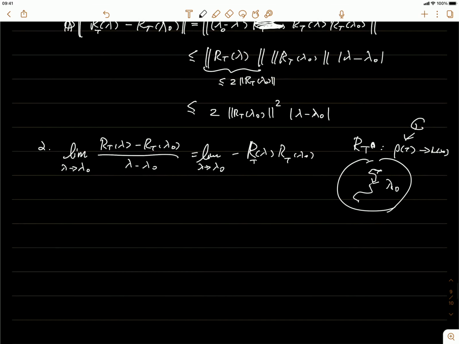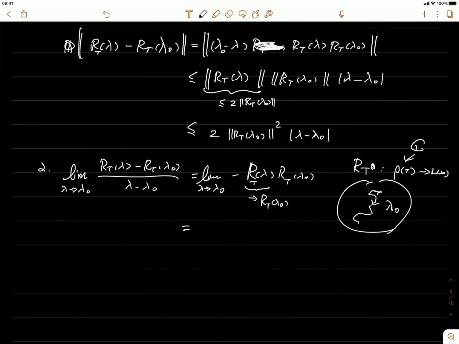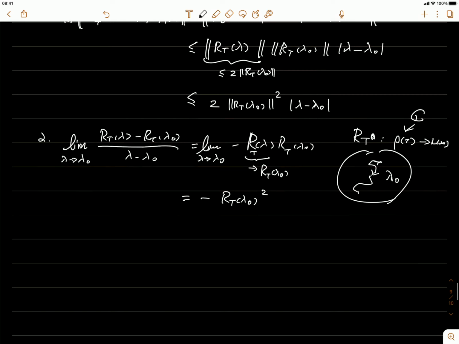Okay, but it doesn't matter, because when lambda goes to lambda naught, this converges to the resolvent at lambda naught, as we showed with the continuity in the first part. So this is nothing but negative R_T of lambda naught squared. Just apply it twice. It doesn't matter how lambda converges to lambda naught. So that means the resolvent is differentiable at lambda naught.